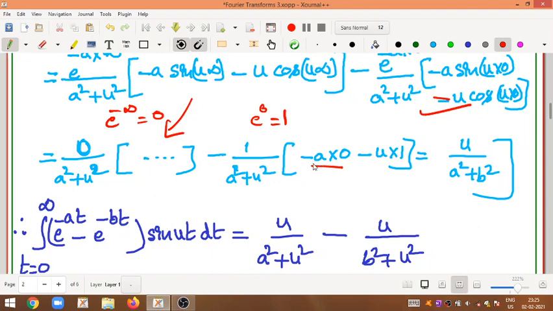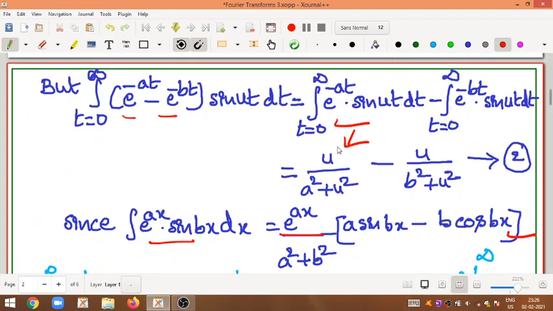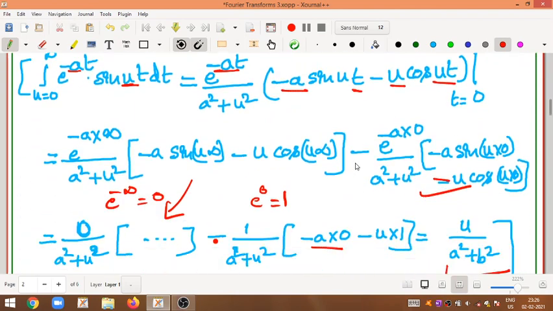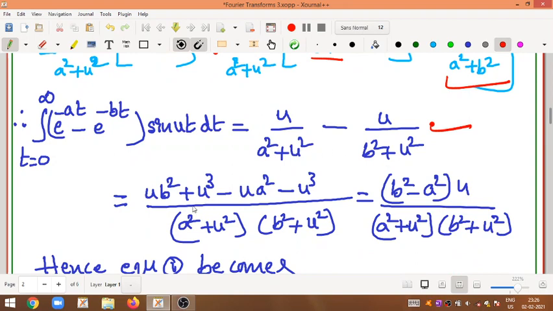Again, this one: minus a into 0 is 0, and this one, minus into minus, plus u by a square plus b square. Like this way we got u by a square plus u square. Similarly, this one also gives u by b square plus u square. So that's why this equation becomes the next step: u by a square plus u square minus u by b square plus u square. Got it? No? So by simplifying, the LCM is a square plus u square into b square plus u square.